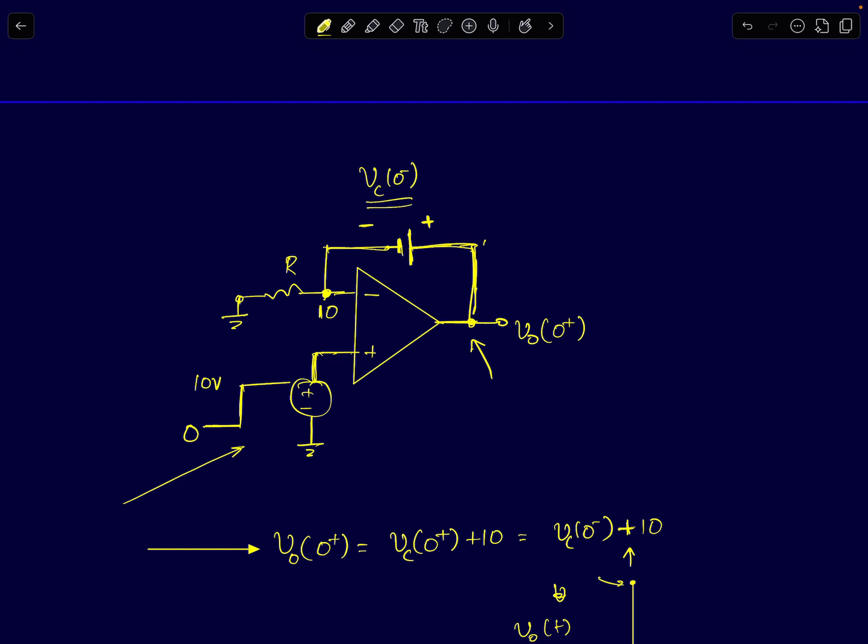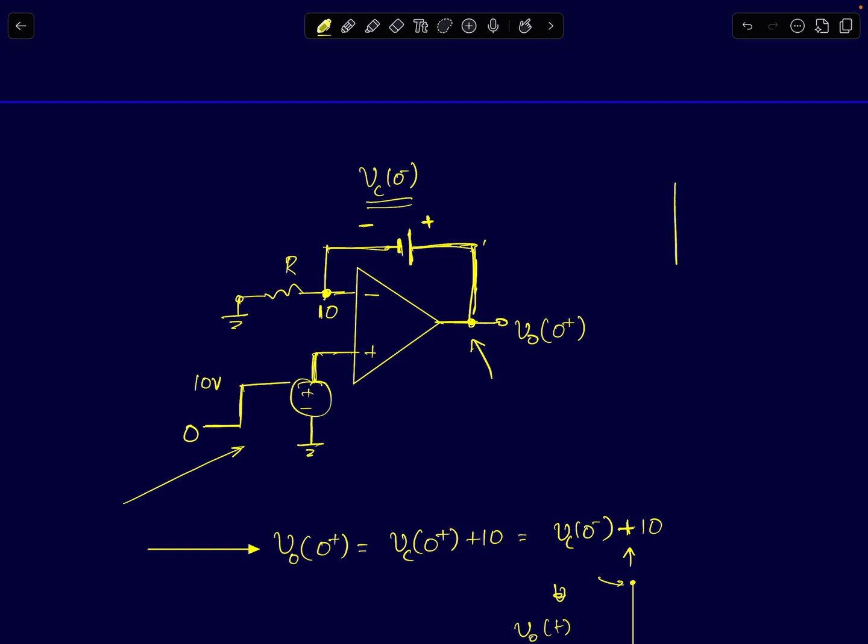If the initial voltage stored across the capacitor is 0, it will act like a short circuit. But because we are assuming the initial voltage to be Vc0 minus, it will act like a fixed voltage source of value Vc0 minus. Now suddenly, when the transient event happens, the circuit tends to have negative feedback. There is a DC negative feedback, right?